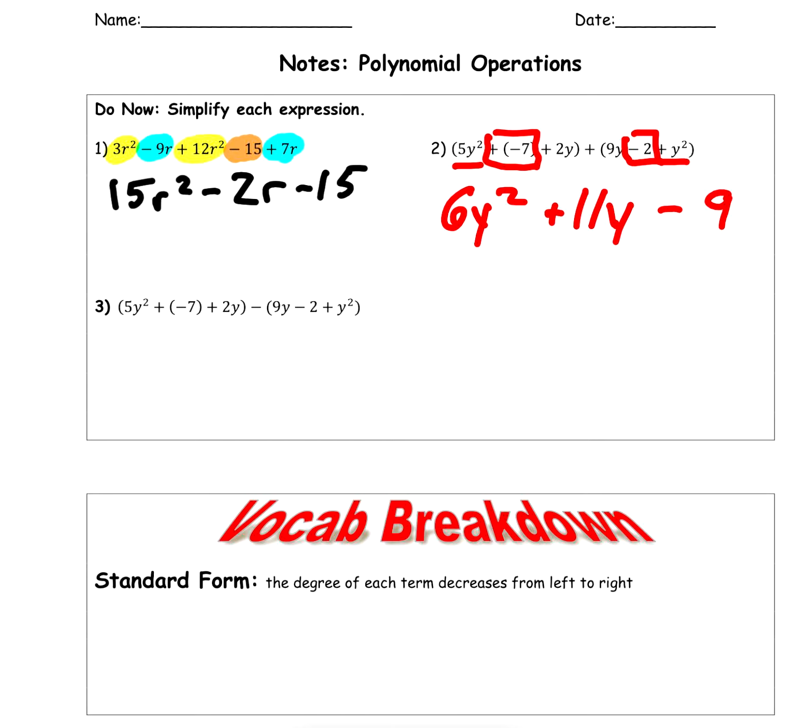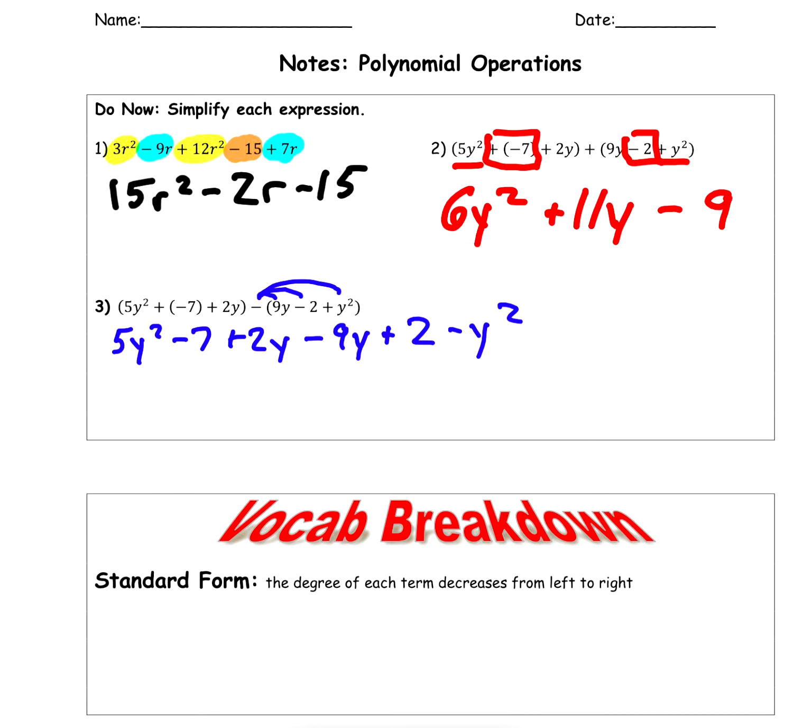And this last one, what's different about number 3 than number 2? Number 3, instead of adding, we're subtracting. So it's important when we're subtracting to distribute that negative to every term in that second parenthesis. So I'm going to rewrite this. It's going to be 5y squared minus 7 plus 2y. And then we change the sign on every single term in that second parenthesis. So that'd be minus 9y plus 2 minus y squared.